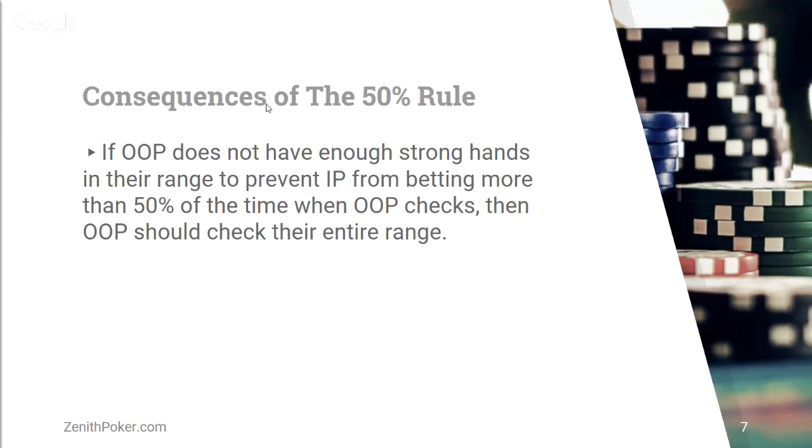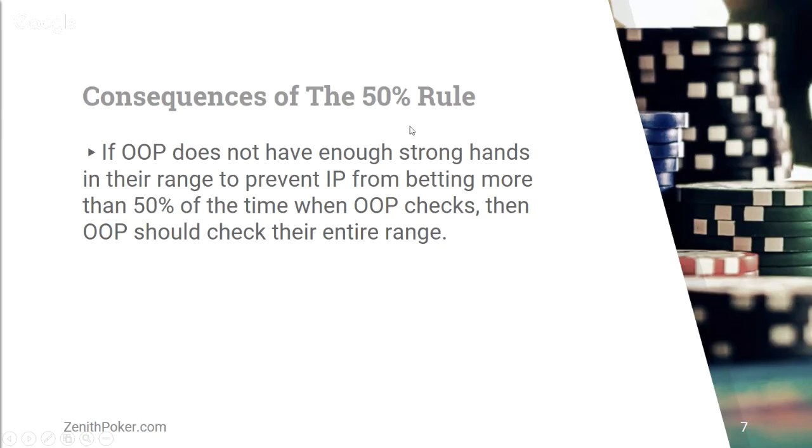Does it matter if the in-position player doesn't have too many hands either? Well, it's enough strong hands, so it depends on the dynamics between the two ranges. If the in-position player doesn't have any strong hands, then the out-of-position player relatively has more strong hands, right? Does that sort of make sense?